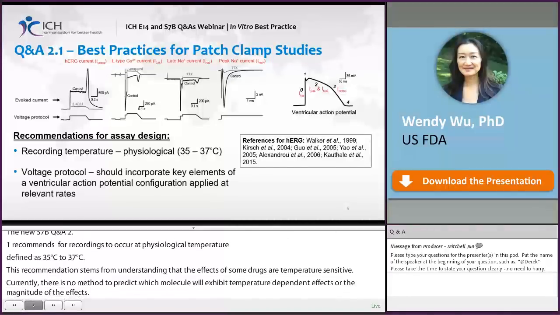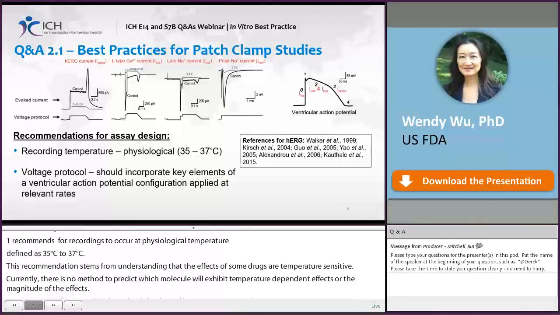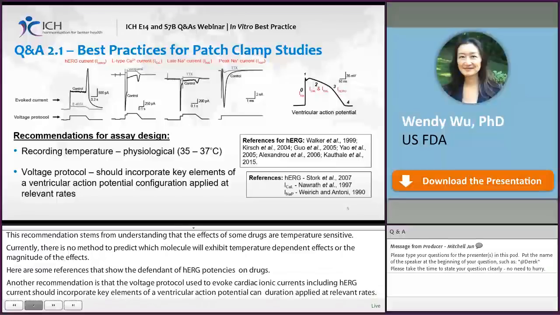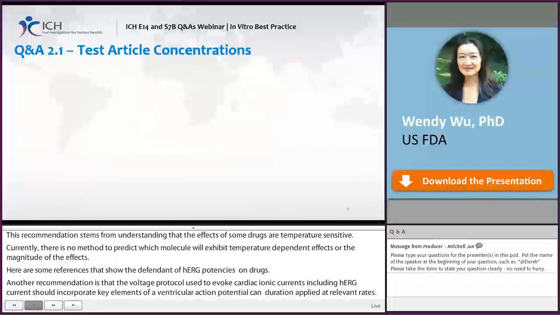Another recommendation is that the voltage protocol used to evoke cardiac ionic currents, including hERG current, should incorporate key elements of a ventricular action potential configuration and applied at relevant rates. This recommendation stems from our understanding that drug channel interactions can be state and rate dependent, and here are some references.